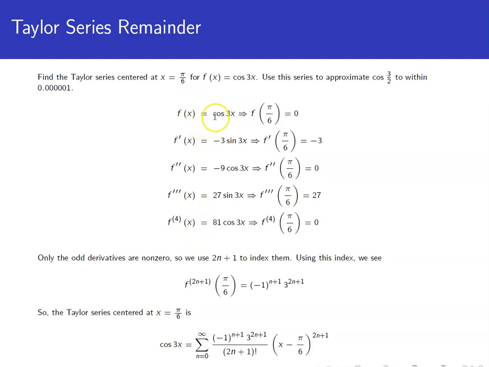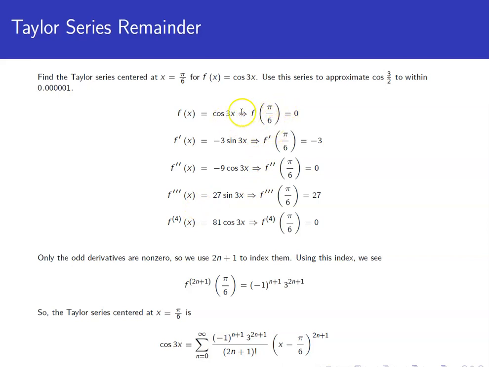a pattern. So if f of x is equal to cosine of 3x, the derivative is negative 3 sine of 3x. Second derivative is negative 9 cosine of 3x. Third derivative is a positive 27 sine of 3x. Fourth derivative is a positive 81 cosine of 3x. What we're noticing here is that we have odd powers of 3 that are going to end up surviving.